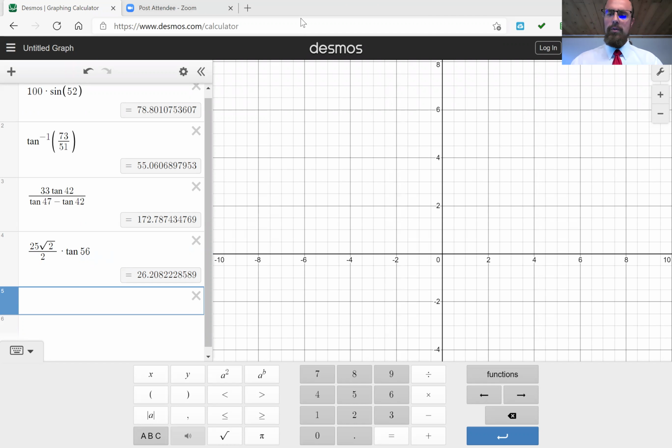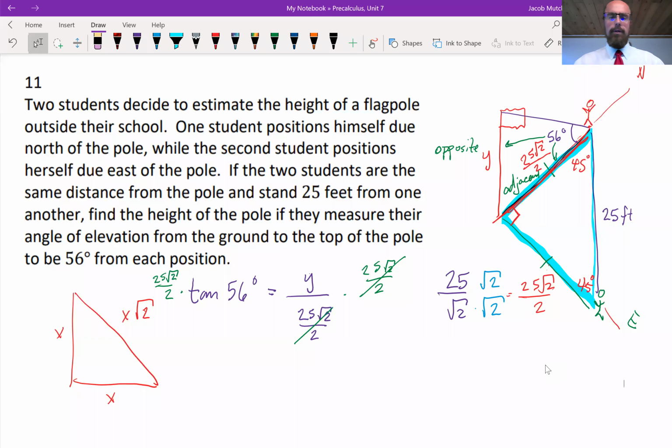So we'll head back to our notes just to finalize the example. In this case, y equals 26, we'll round to 26.2 feet.